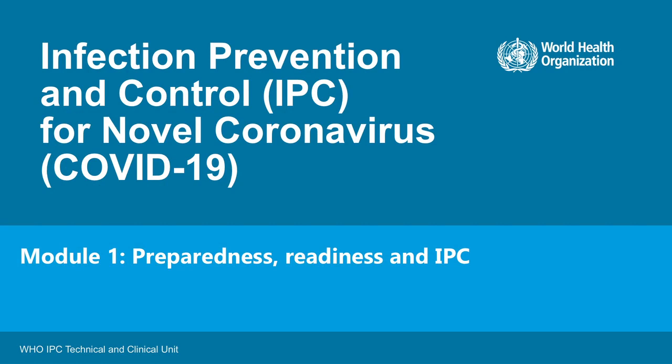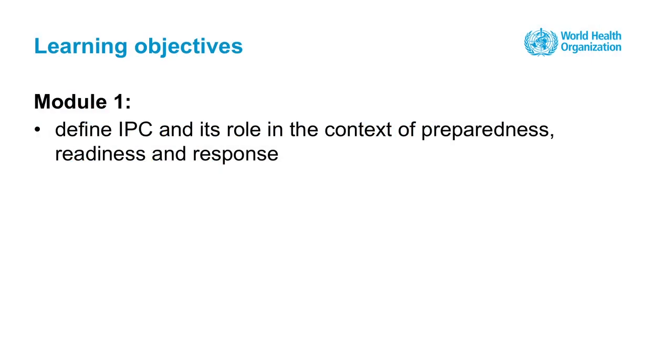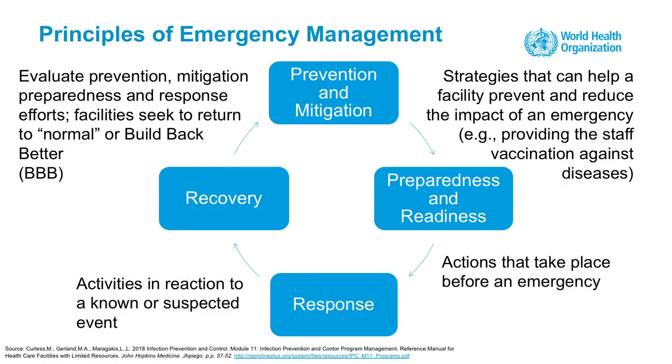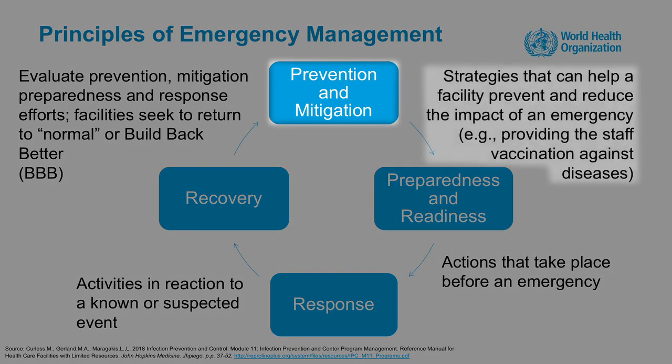This is Preparedness, Readiness, and Infection Prevention and Control. The learning objectives of this module are to define infection prevention and control and its role in the context of preparedness, readiness, and response. Preparedness for outbreaks is part of a larger process known as the Principles of Emergency Management. It begins with prevention and mitigation. These are strategies that can help a facility prevent and reduce the impact of an emergency.